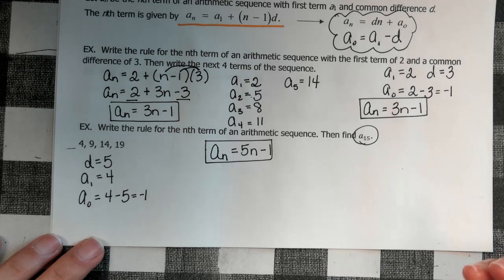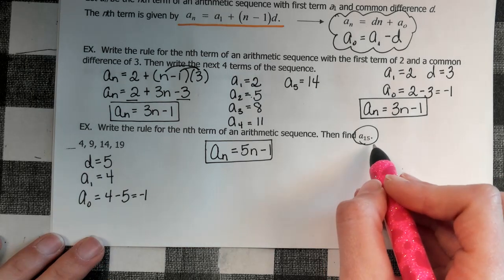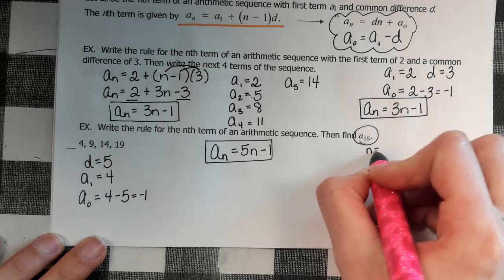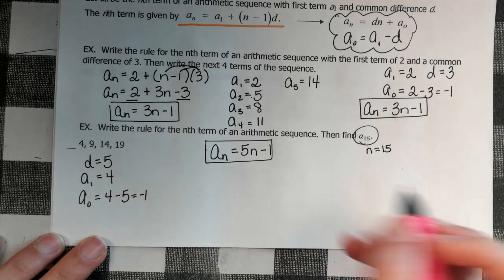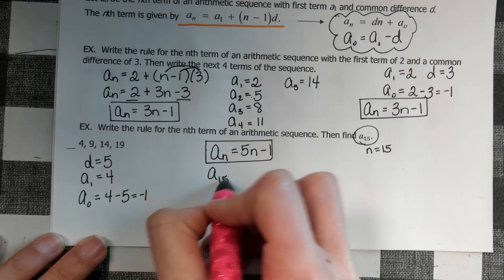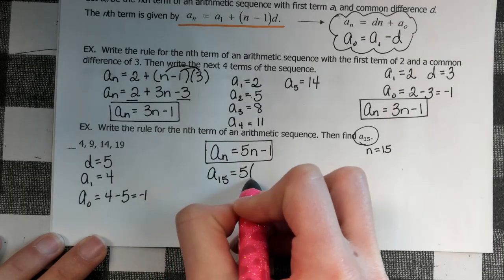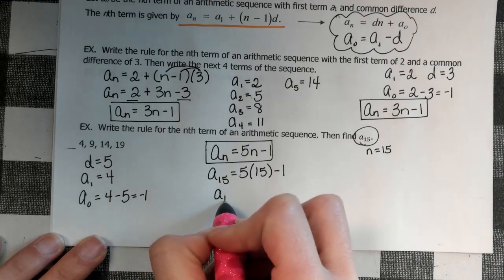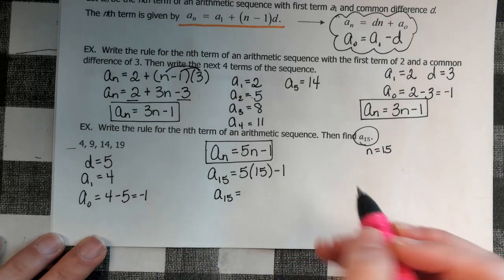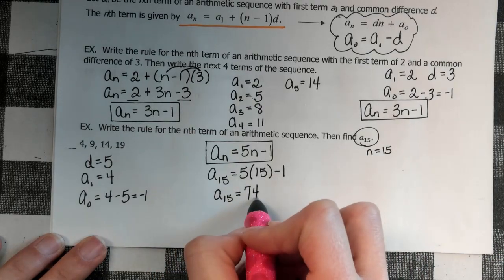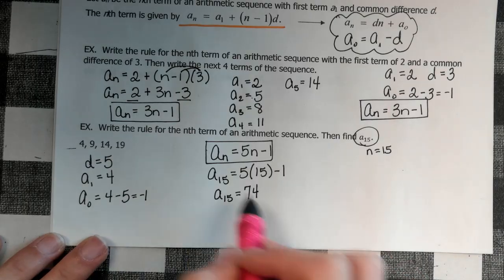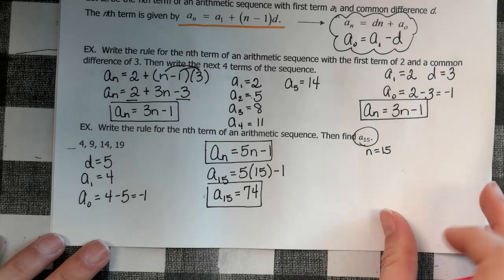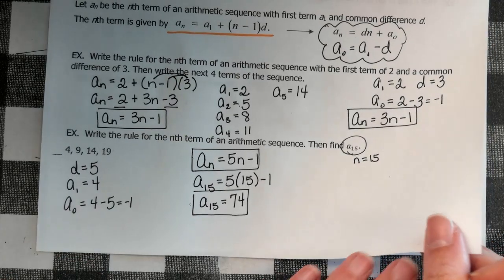You good with that? And then A15, what is that telling me? N equals 15. Good. So A15 is equal to 5 times, I replace n with 15, minus 1. So A15 is equal to 74. 5 times 15 would be 75. Minus 1 gives you 74. Okay, we good with that?